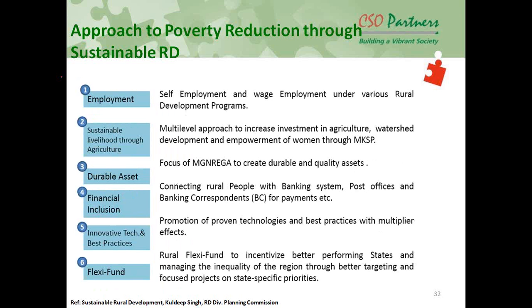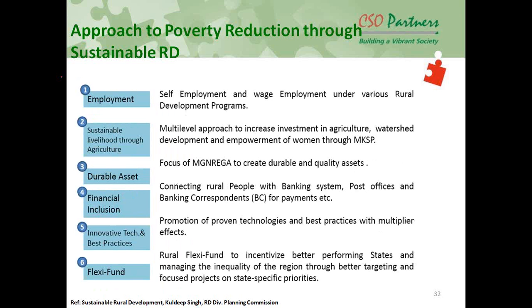Financial inclusion, connecting rural people with banks and systems, that is what we are talking about. Innovative technology and best practices. Flexi funds available for the villages for their requirements, entrepreneurship, agricultural requirements, and so on. Those are the approaches taken through different government programs to address the issue of livelihood.